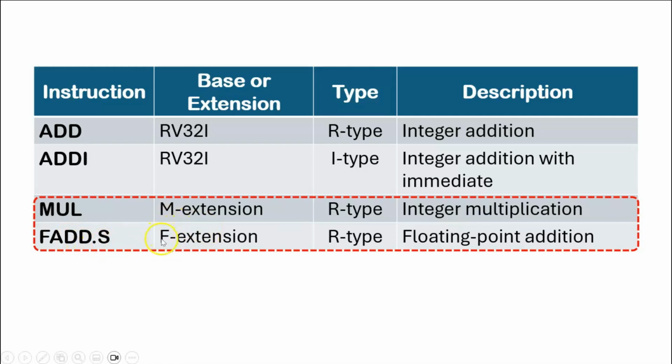Now the same notation applies to FADD.S. This is an F extension. It's the R-type instruction, and it's for floating point addition. Now FADD stands for floating point add. The S here is for single precision. All right, this conforms to the IEEE 754.